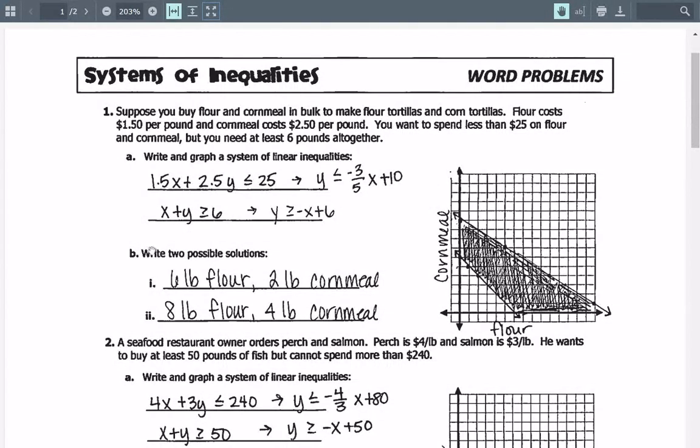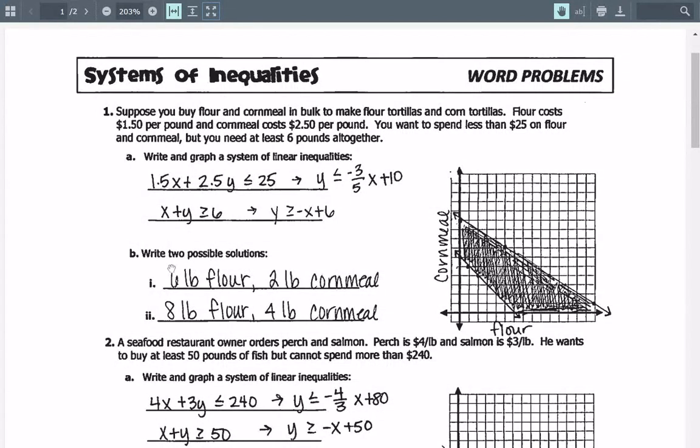So here it says write two possible solutions. There are a lot of possible solutions in this region. I'm not going to say infinitely many because this is a bounded region and we're probably only going to buy integer pounds. Like we're not going to buy 1.78 pounds. We'll buy 1 pound or 2 pounds. So there are a limited number of answers, but still a lot of them. When it says write two possible solutions, you have lots of choices.